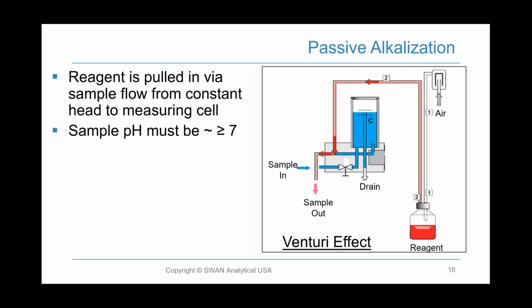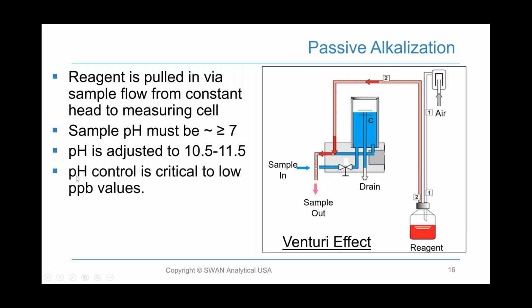For this method of alkalization, the process or steam water cycle sample pH needs to be approximately 7 or greater. This method will adjust the pH to a range of 10.5 to 11.5. And it is important to maintain proper pH control in the proper range to measure low sodium values. Otherwise, you'll get a positive bias from the hydrogen ions.